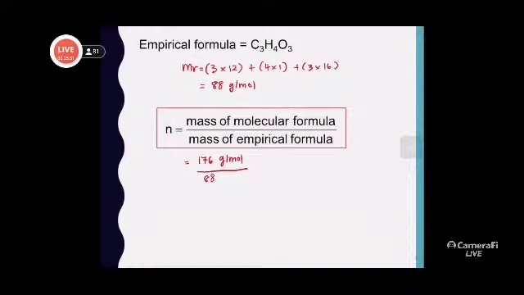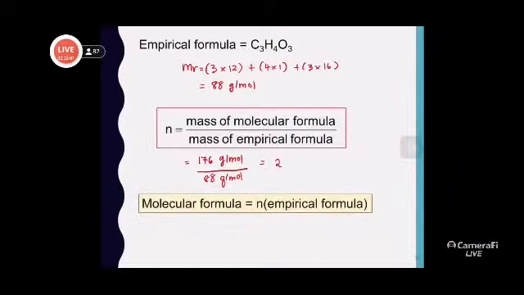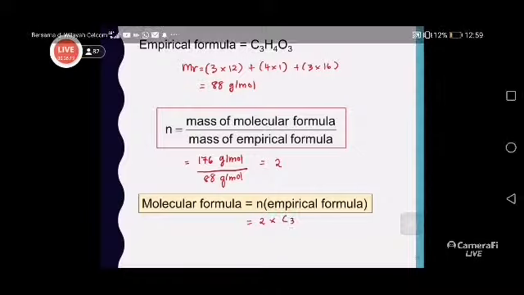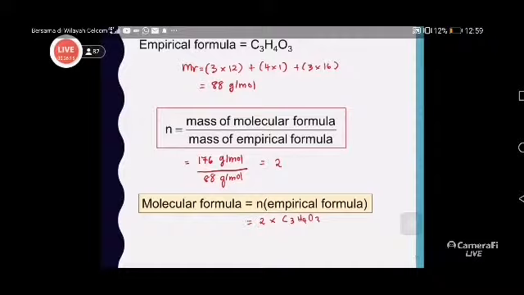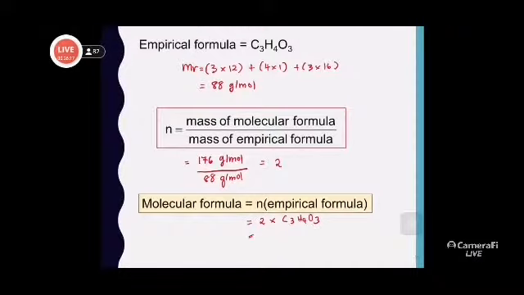And the mass of empirical formula is 88 gram per mole. Right. So from here, you can get the value of n, which is 2. So molecular formula is n multiply with the empirical formula. So the value of n we got here is 2 times the empirical formula, which is C3H4O3. So you will get C6H8O6 as the molecular formula.